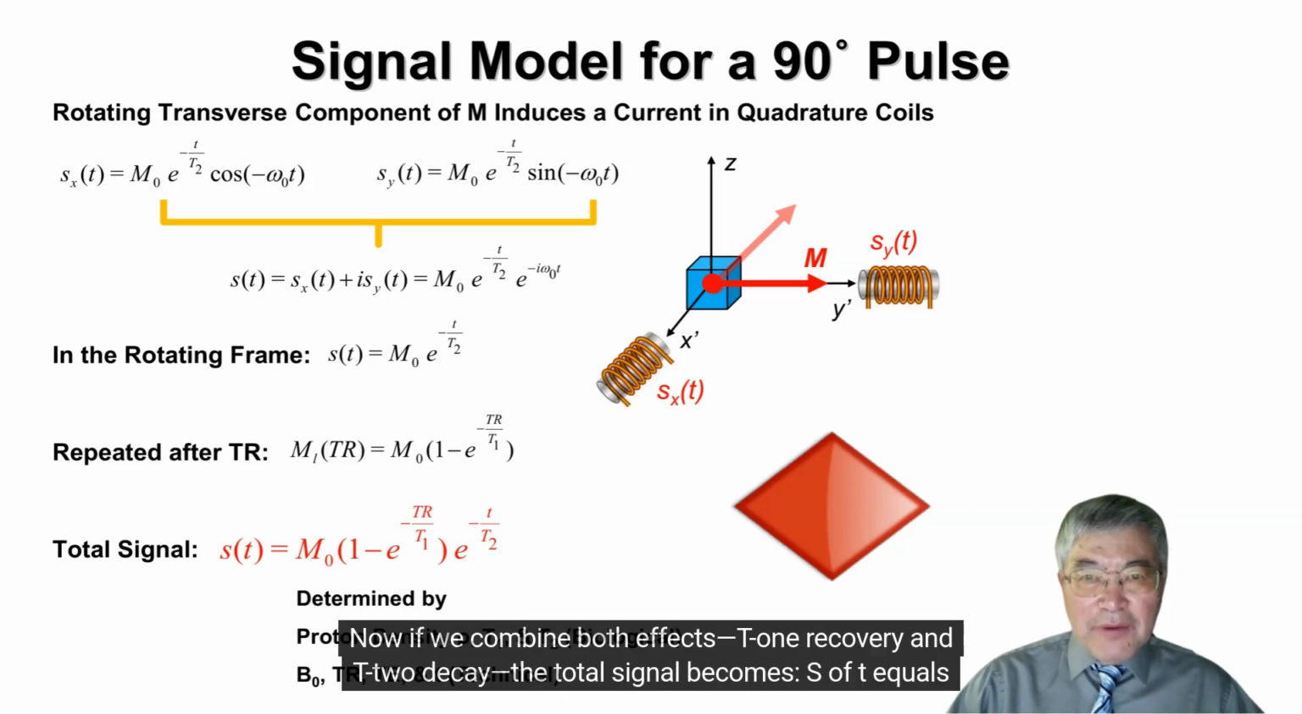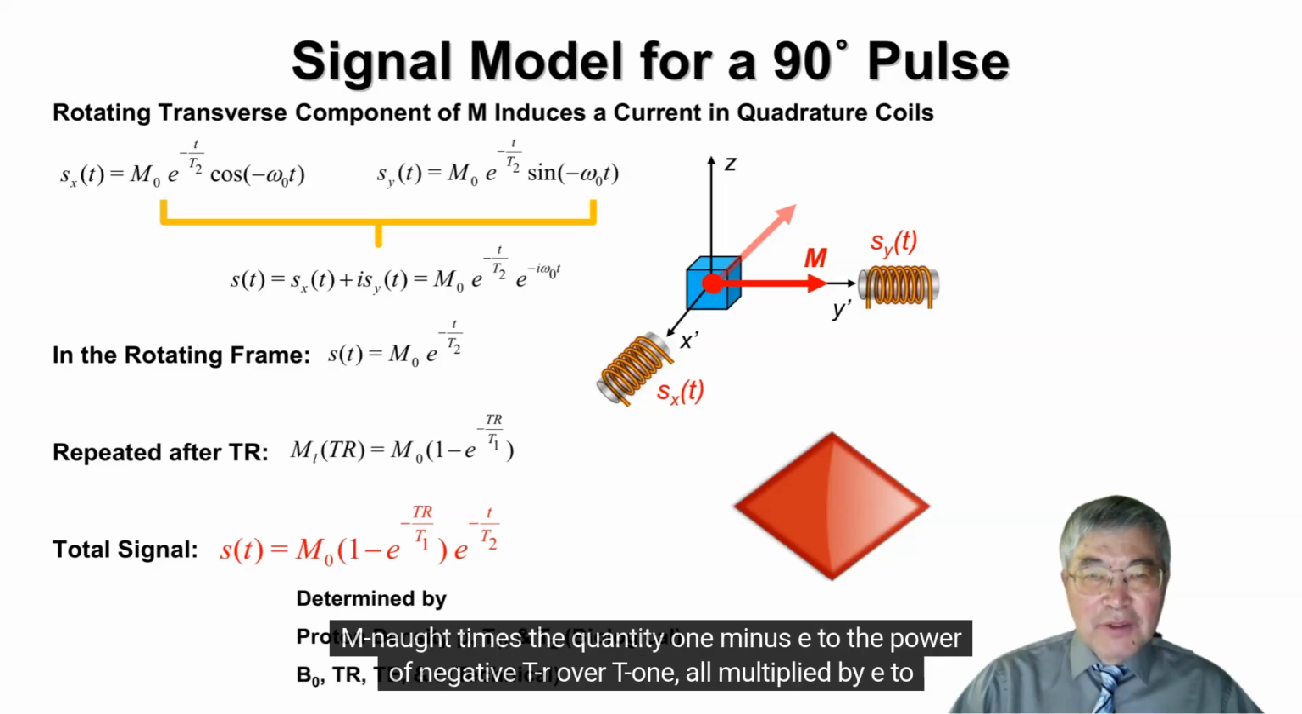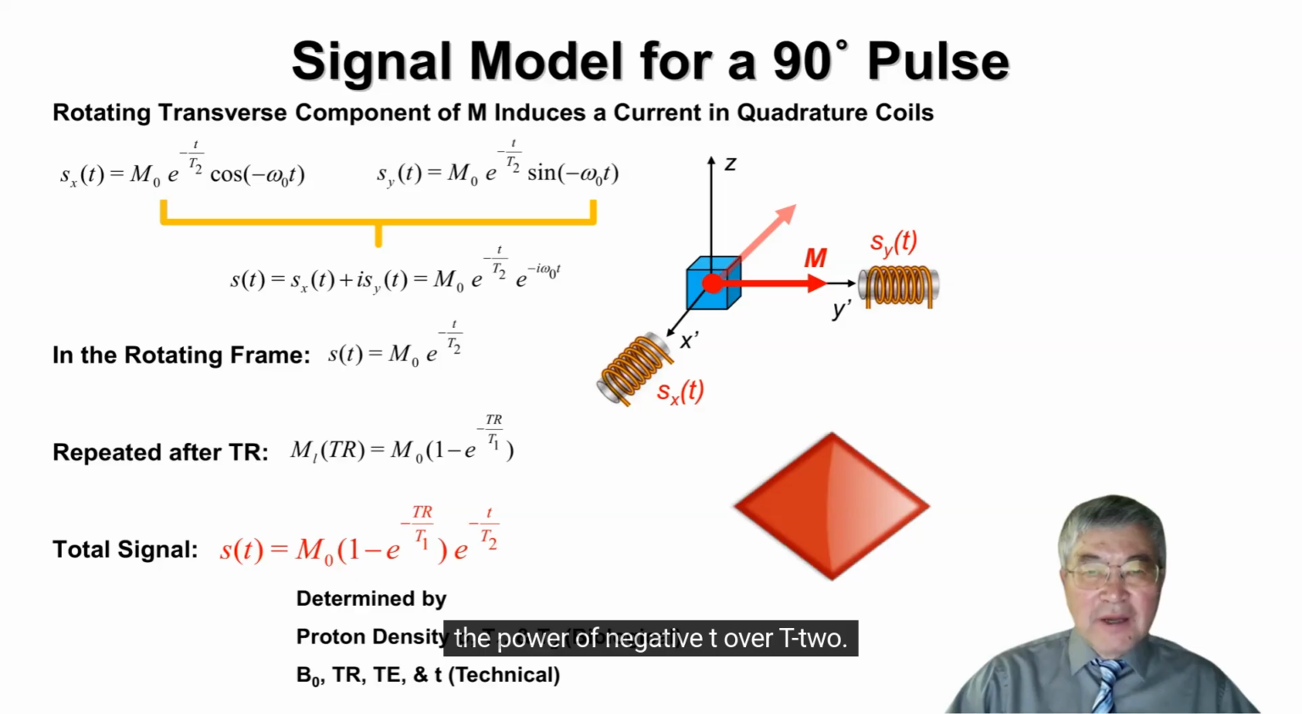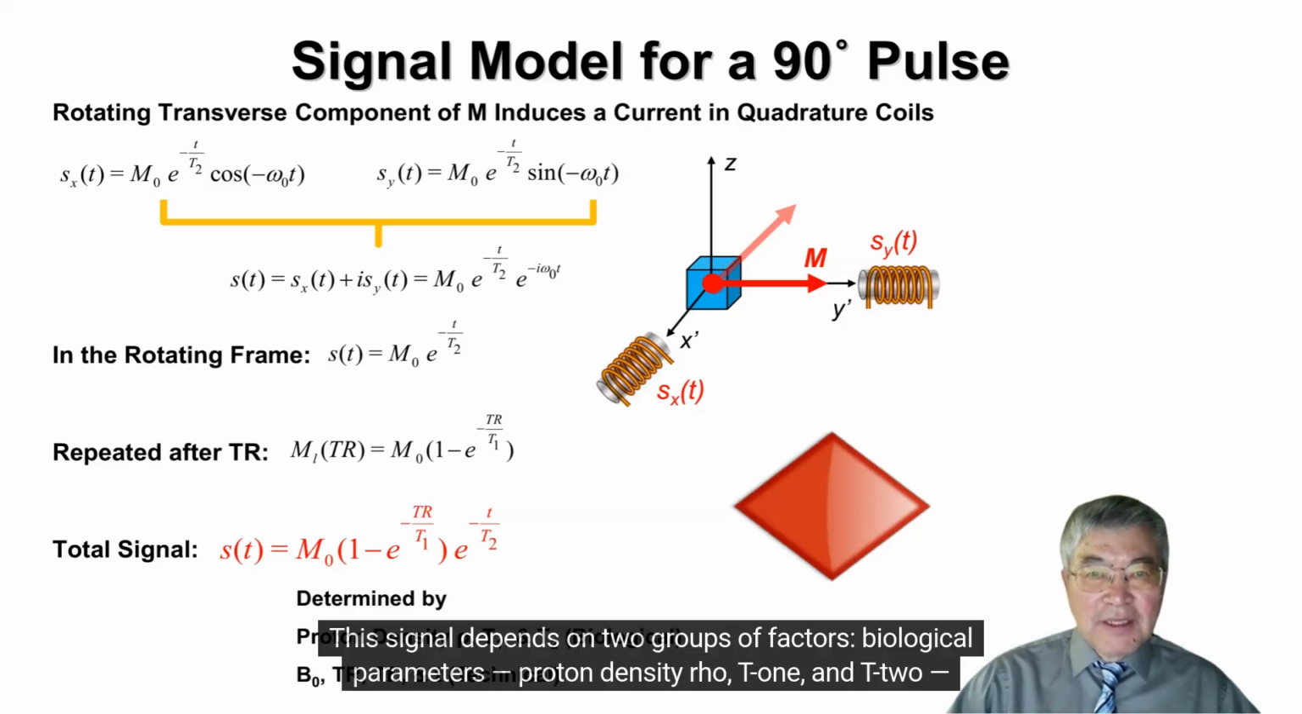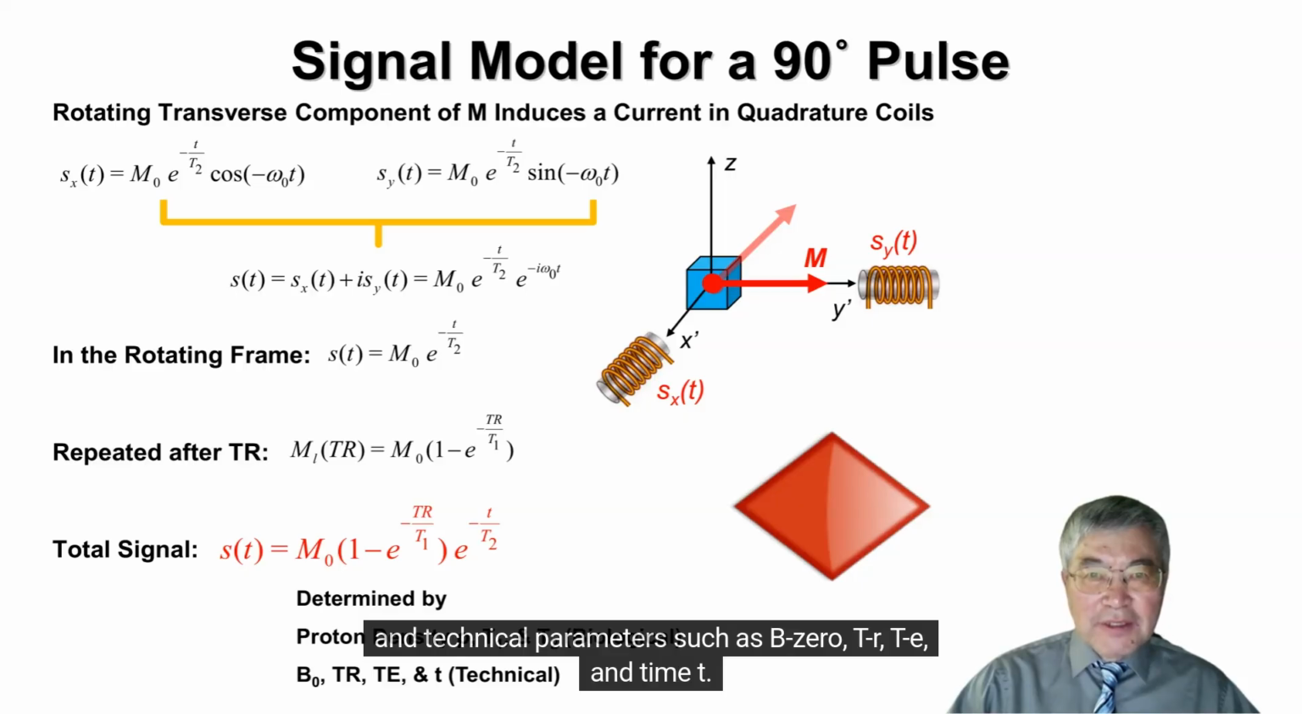Now, if we combine both effects, T1 recovery and T2 decay, the total signal becomes S of t equals M0 times the quantity 1 minus e to the power of negative TR over T1, all multiplied by e to the power of negative t over T2. This signal depends on two groups of factors: biological parameters, proton density rho, T1 and T2, and technical parameters such as B0, TR, TE, and time t.